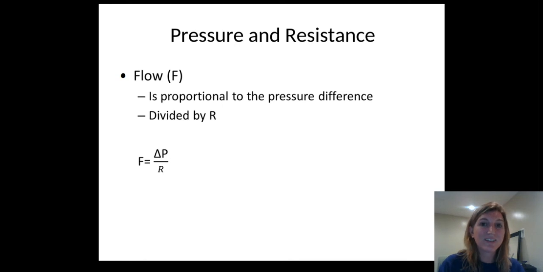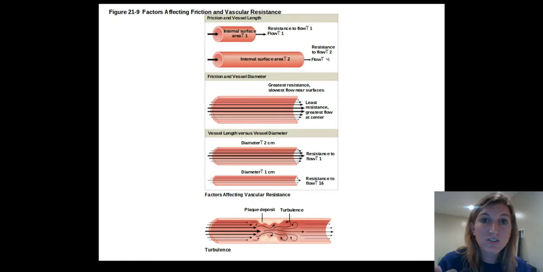So there's lots of things that are going to affect blood flow. Let's talk about them. First is the vessel length. The longer a vessel is, or the further away from the heart that part of the body is, the greater the resistance, right?